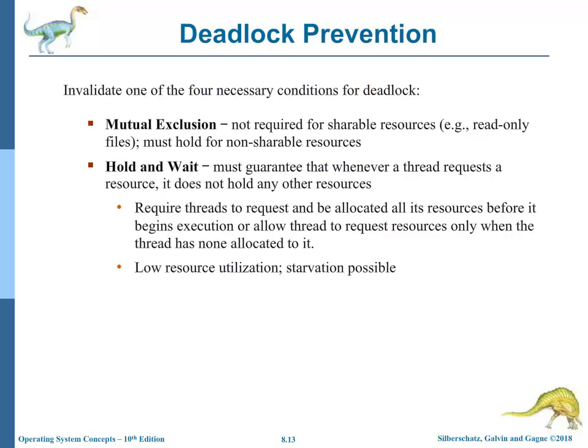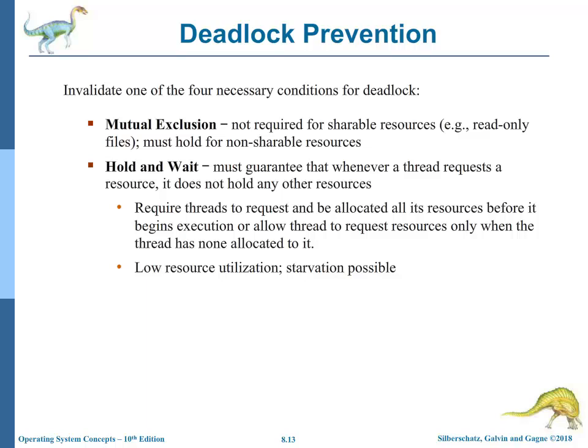For a deadlock to occur, each of the 4 necessary conditions must hold. By ensuring that at least one of these conditions cannot hold, we can prevent the occurrence of a deadlock.